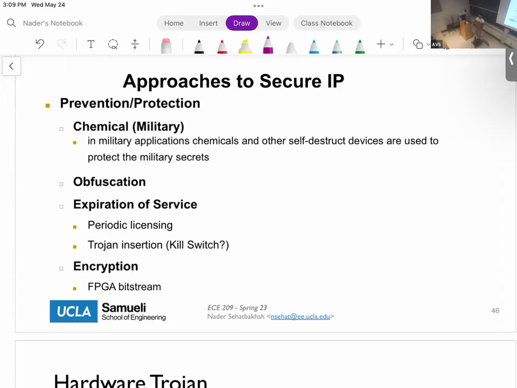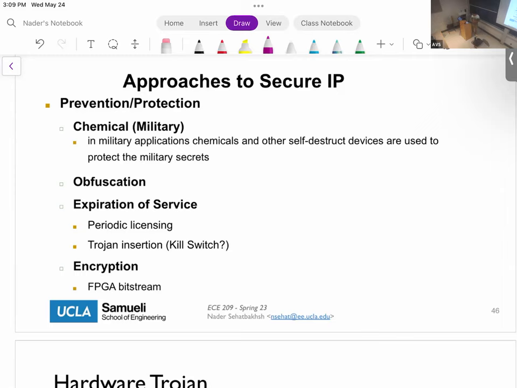The idea of hardware obfuscation, from the IP piracy paper that you are going to present, is useful here as well. Essentially you're not able to reverse engineer the design, because in order to do so you need to find a particular key, and if you cannot find that key, you cannot reproduce the system. Another thing you can do is some form of expiration of service.